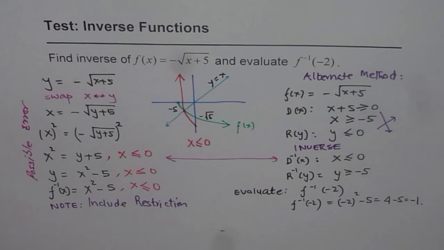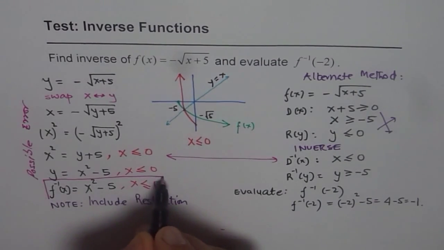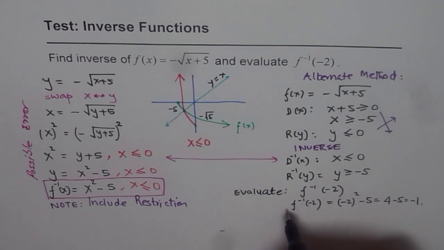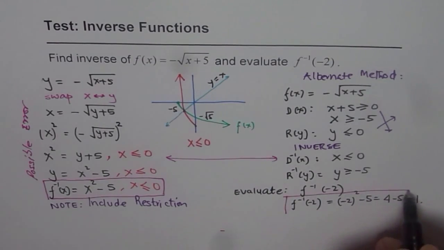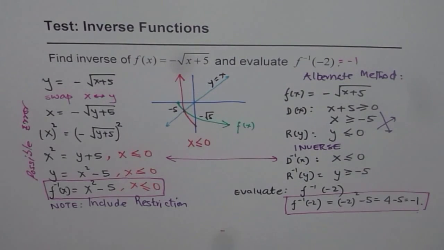So we get both the answers, and the solutions are, let me highlight this in this fashion. The inverse of the function is like this, correct? Include the restriction, otherwise it will be incorrect. And f inverse of minus 2 is equal to minus 1. So that is how you solve this question. I hope it's absolutely clear. Thank you and all the best.